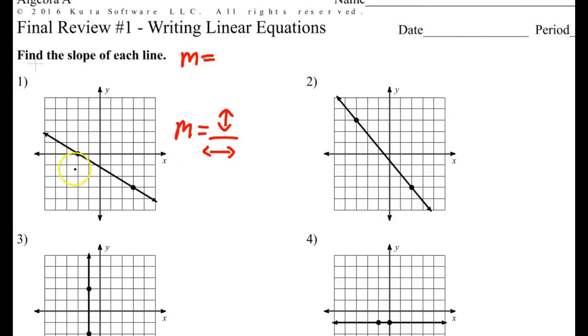So something like this would be down, what, 3? Down 3, so it would be negative 3. And then it goes right 5, it looks like. So the slope is negative 3 fifths.